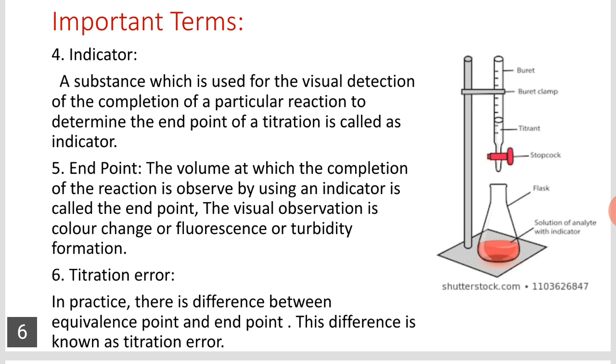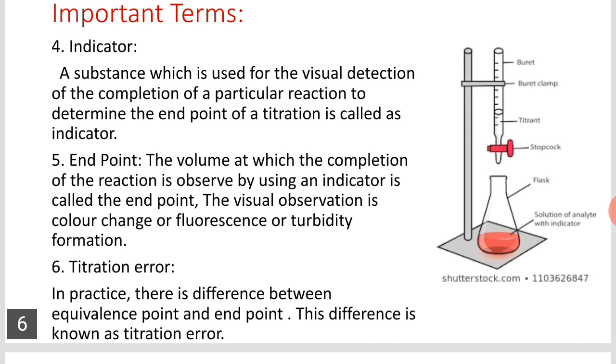A substance which is used for the visual detection of the completion of a particular reaction to determine the end point of a titration is called an indicator. Indicator indicates the completion of the reaction of titration. It is used to determine the end point of a titration. So, a substance used for the visual detection of the completion of a reaction to determine the end point of a titration is called an indicator.